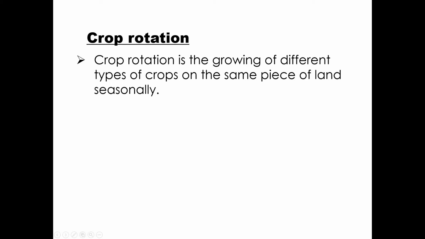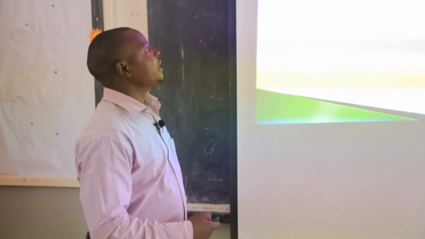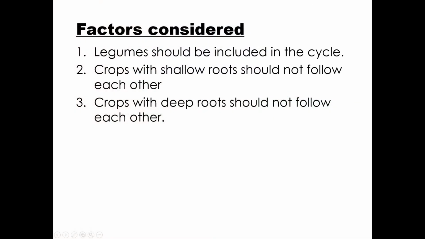So repeat after me. Crop rotation is the growing of different types of crops on the same piece of land seasonally. Or if you don't want to say seasonally, you can say season after season. Good. Now, let's look at the factors. Which factors can you consider when you are carrying out crop rotation? One, legumes should be included in the cycle. What have I said? Legumes should be included in the cycle.